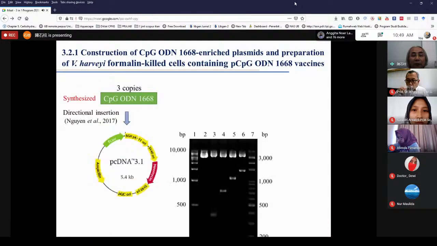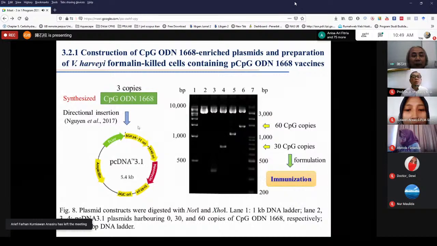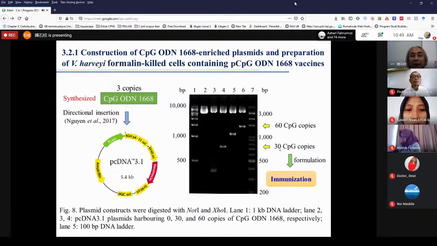Okay, CpG here, we just mentioned, we synthesized the 3 copy, but after that we used the technology. We used pET, DNA 3.1, to clone different copies of the CpG, like 30 copy, 60 copy, as the adjuvant to mix with the vaccine. So remember, it's a 30 copy, originally from 3 copy to make the multi copy.